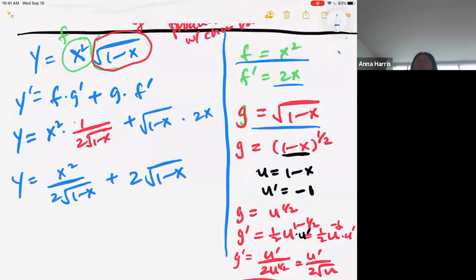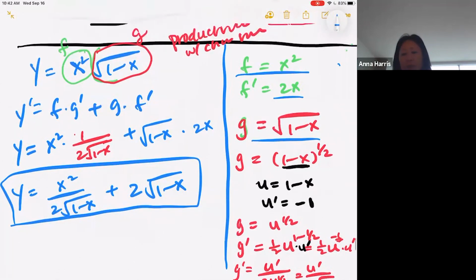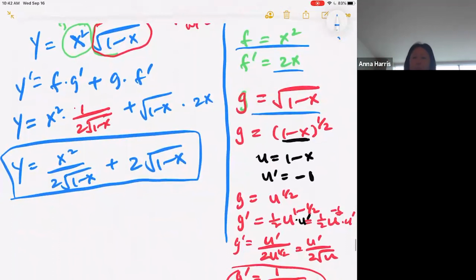Your book, and then also when you look at the PowerPoints, they simplify even more. But I'm fine with this part right here. They simplify by factoring out the square root of 1 minus x in the front. You don't have to do that. I'm fine with this part right here. Okay, so I want you to practice this.